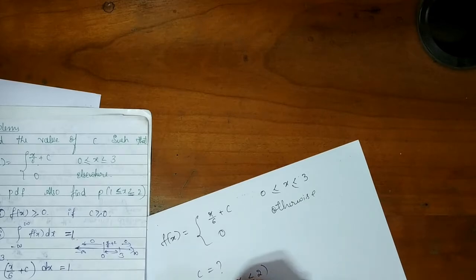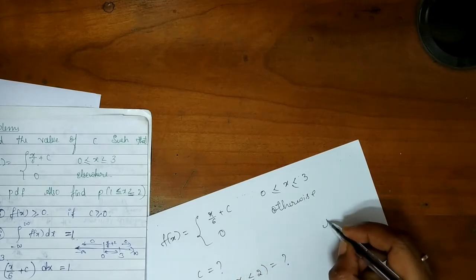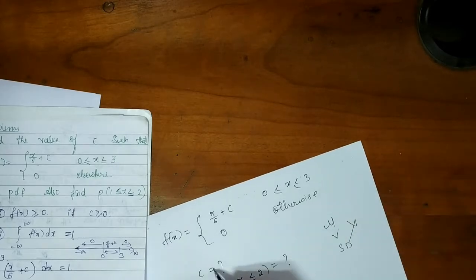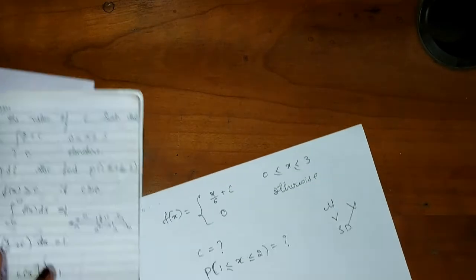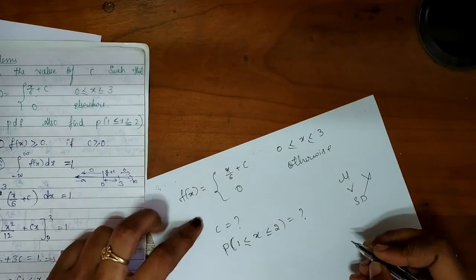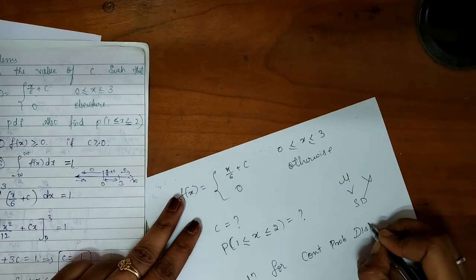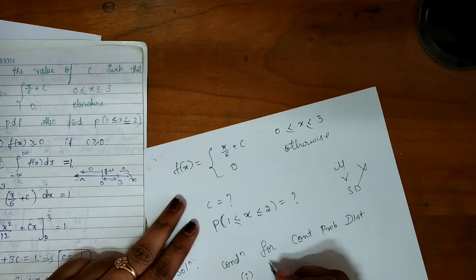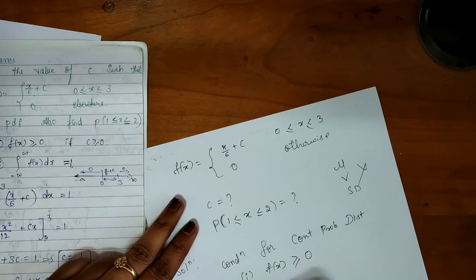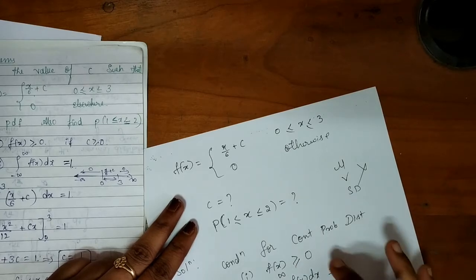Here they are not asking us to find the mean, variance and standard deviation. They asked only the constant and the probability of this. Whatever they asked, let me find it. According to the condition for the continuous probability distribution, what is the condition? There are two conditions. The first condition is f of x must be greater than or equal to 0, and the second condition is integral from minus infinity to infinity f of x dx is equal to 1. These are the two conditions.